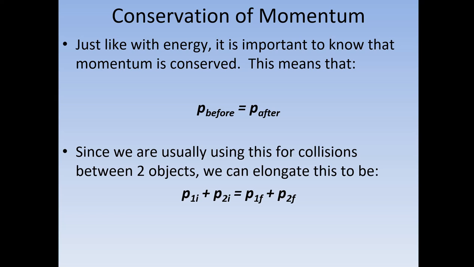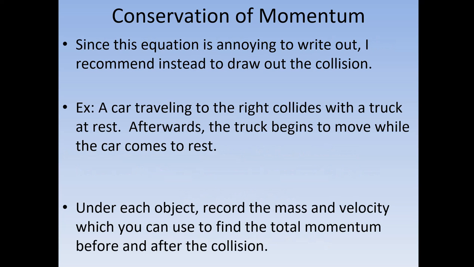So again, we have two objects, their momentums before the collision, the momentums after. And if we plug in m times v, we end up getting something like this. So the equation would be said as m1v1i plus m2v2i equals m1v1f plus m2v2f. This is not in the reference table, and honestly, it's kind of a handful. A lot of people have trouble with using this, so I've come up with a slightly better way of dealing with this. Basically, what I want you to do instead is draw out the collision.